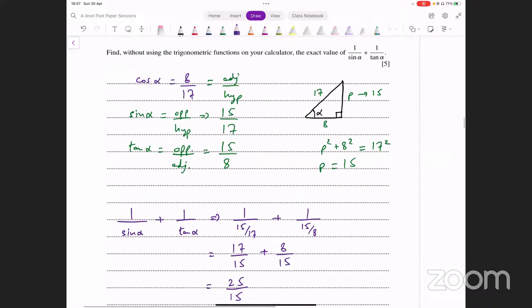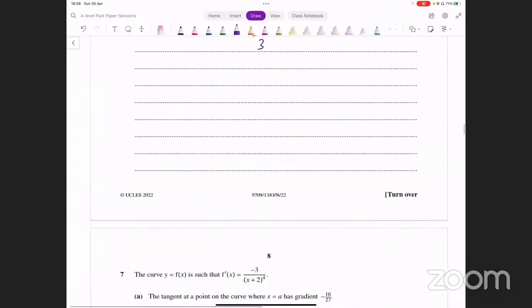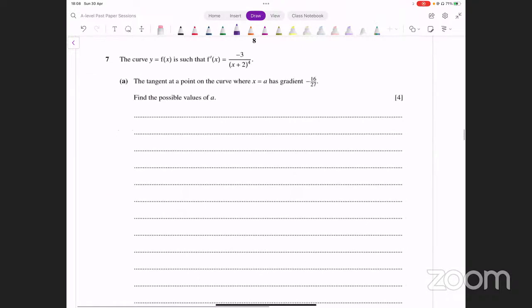Okay, so this is one way of doing this. इसको आप identity से भी कर सकते थे, right? That's also fine. आप या triangles use करके, इस तरह से right angle triangle से कर सकते हैं, आप उस तरह से भी कर सकते हैं, identities use करके. Okay, let's move on. Question number 7.